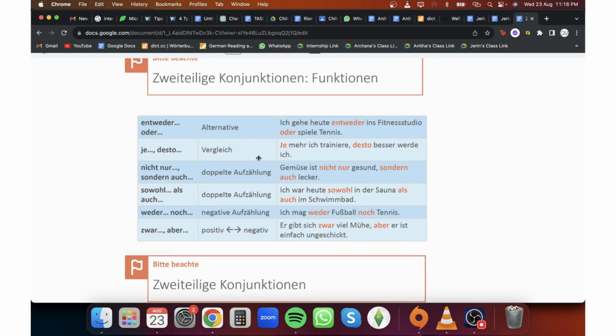Je desto is Vergleich. Like here we were choosing between alternatives. I'll either go to the gym or play tennis. With Vergleich, it's a comparison. The more I train, the better I become.